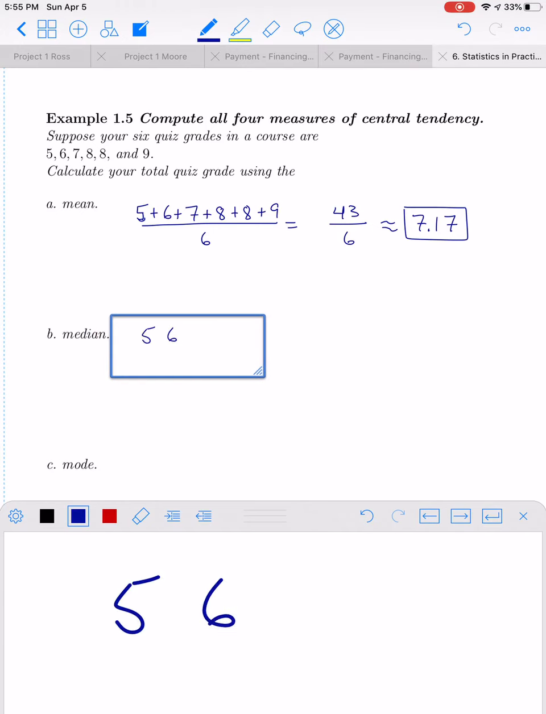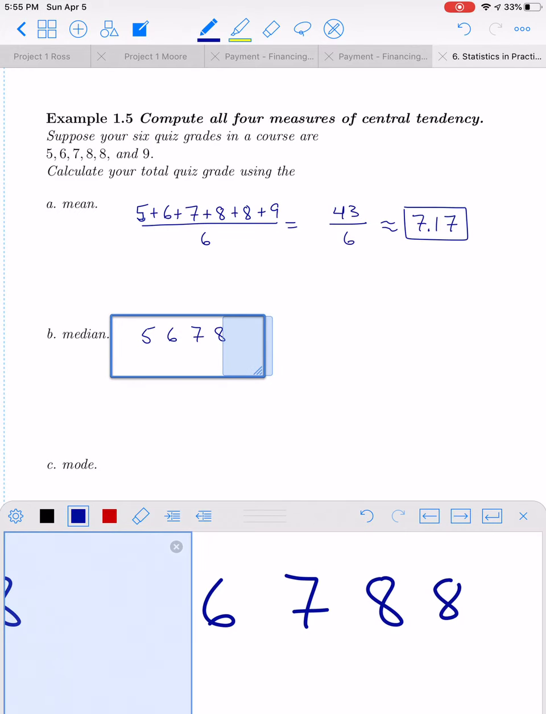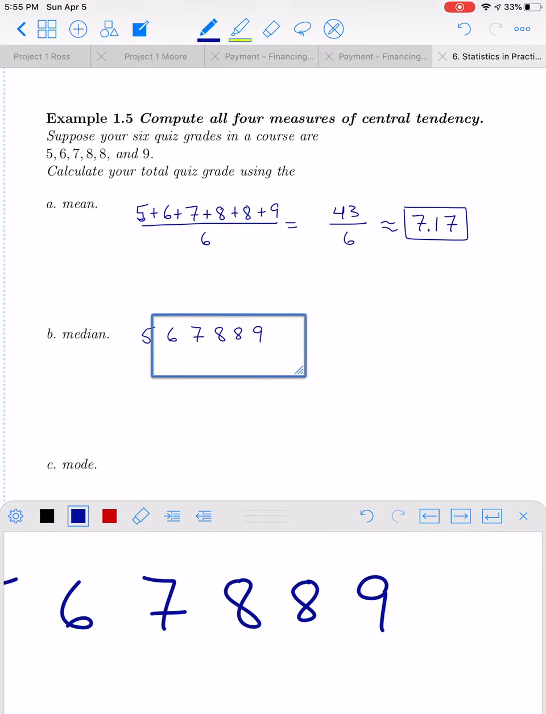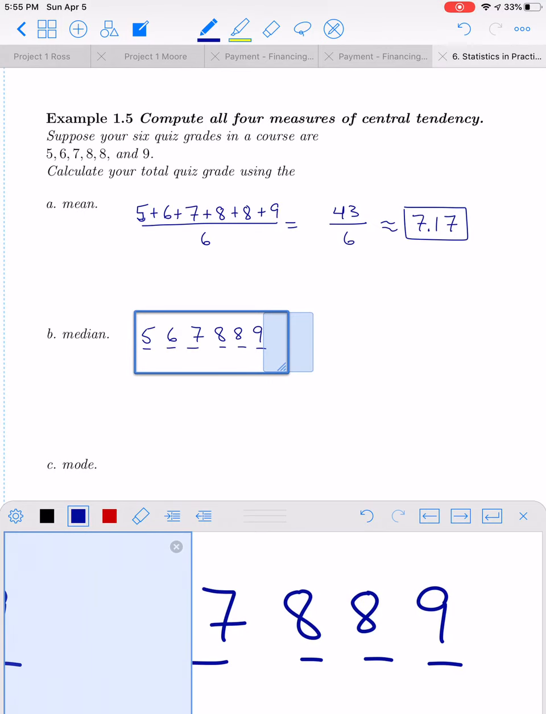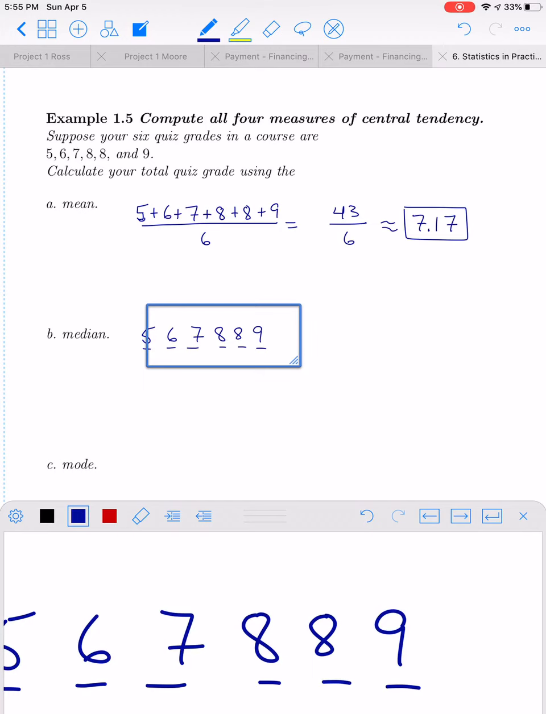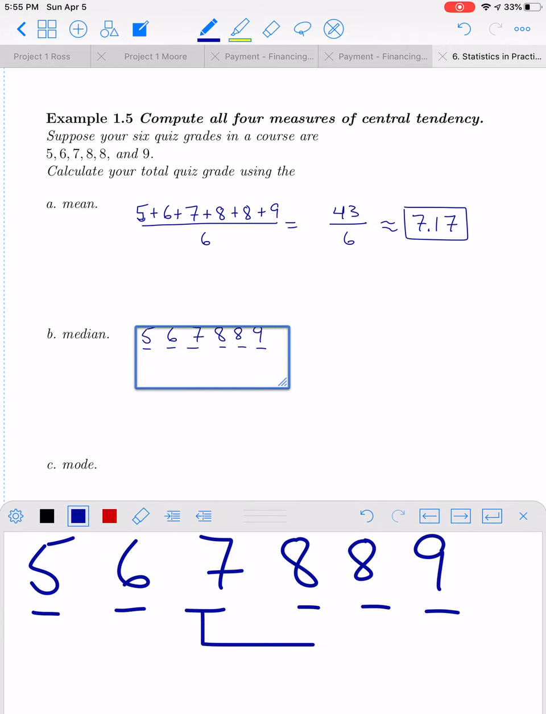down in order: 5, 6, 7, 8, 8, and 9. And let's see, we've got 1, 2, 3, then 1, 2, 3. Okay, so this is a situation where we've got sort of a tie for the middle. These two are our middle values.